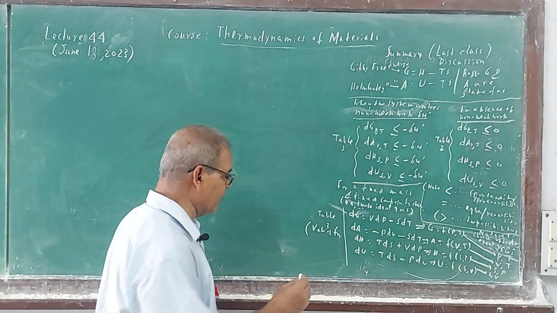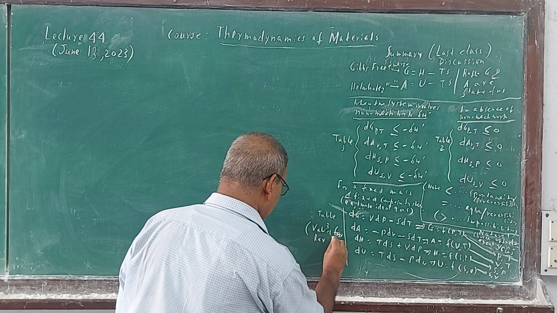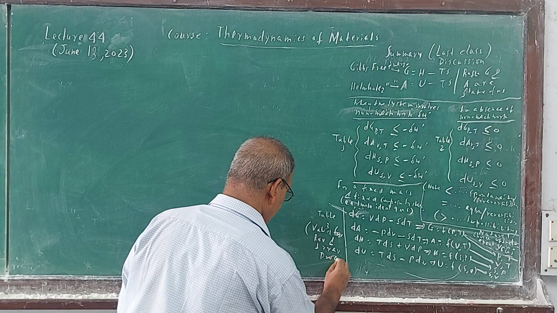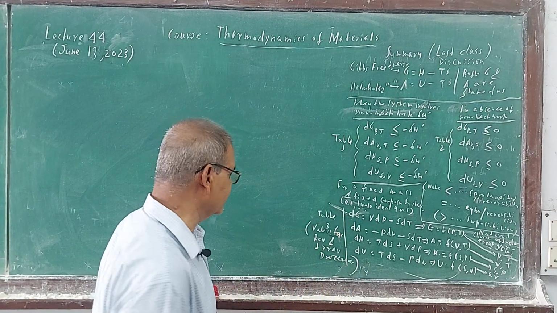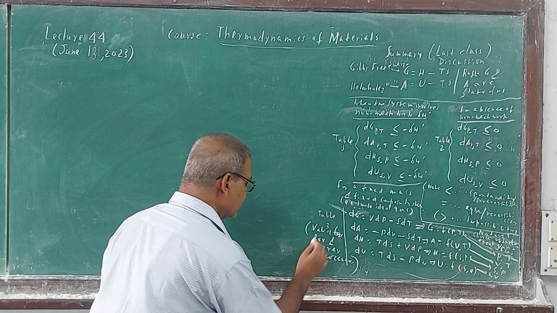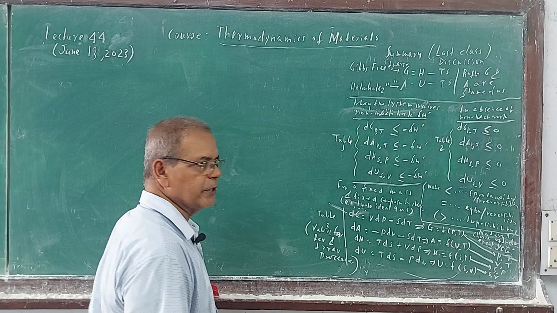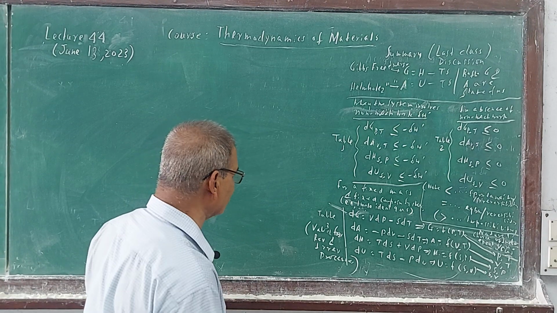So what is the process? It is valid equally for reversible and irreversible processes, because G is a state property, and since these are state properties, the left hand side is equal. Very good. For example, suppose, what is the application of this?